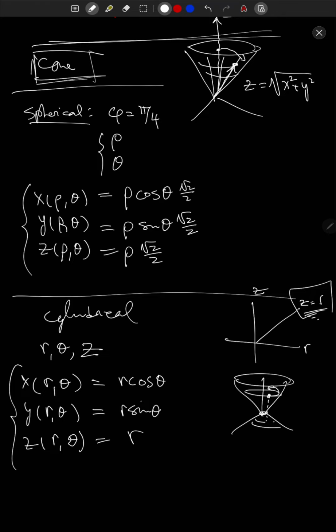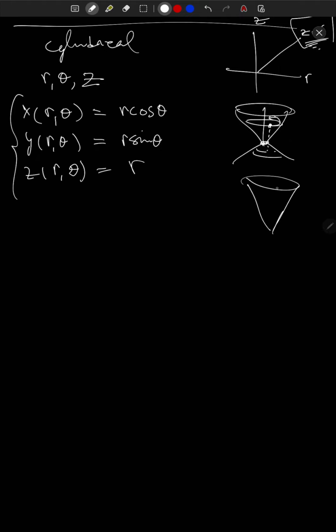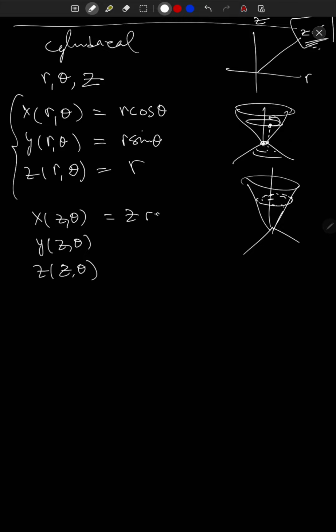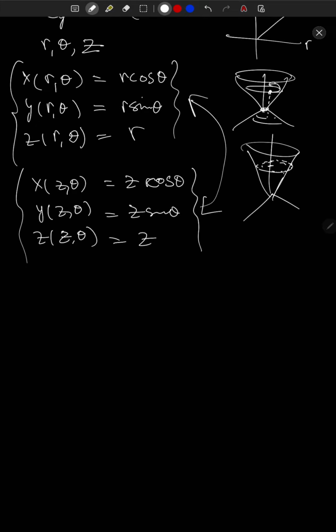Maybe perhaps not the most natural one in a way, because if you were to describe this cone, I think maybe it's more natural to say how high you are, and then where you are around. So maybe it's more natural to use z, in which case we can just go x of z, theta, y of z, theta, z of z, theta. And then you would have z cos theta, z sine theta, because r equals z, and z is just z. But of course, this is just a matter of perspective, because these two are literally the same parameterization. I've just renamed a variable.